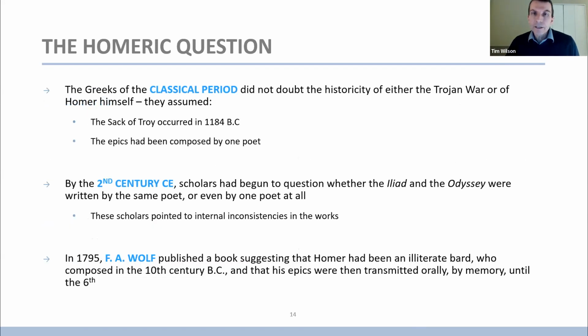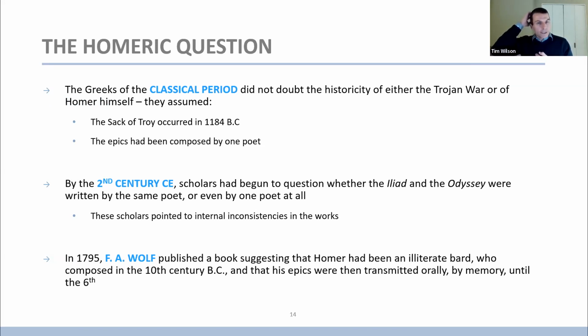The Greeks of the classical period had no doubt about the historicity, first of all, of the Trojan War. They completely felt that it had definitely taken place. And they felt that Homer, a genuine person named Homer, was the author of these poems. In terms of the Trojan War itself, for a while, scholars felt that the Trojan War was probably just a legend. It didn't refer to any historical event.